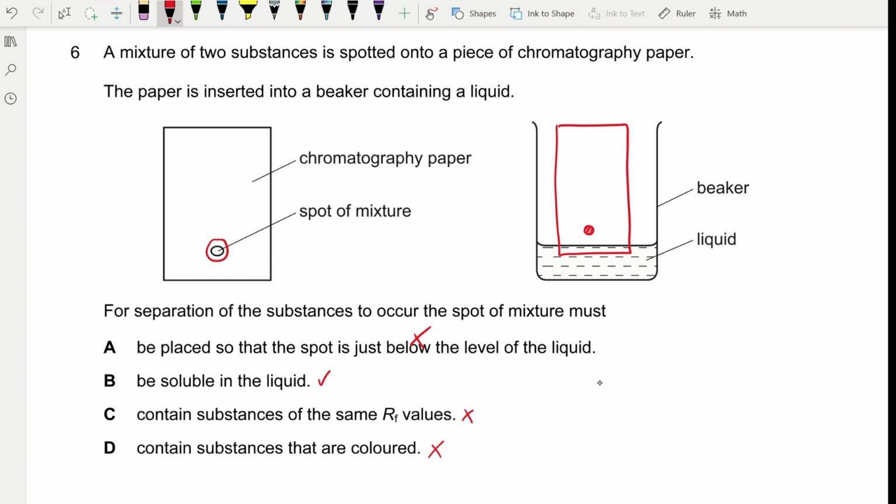Now, what if the substances are not colored? Then we just spray with locating agent or view under UV light. And that will enable us to see the spots and measure the RF values.